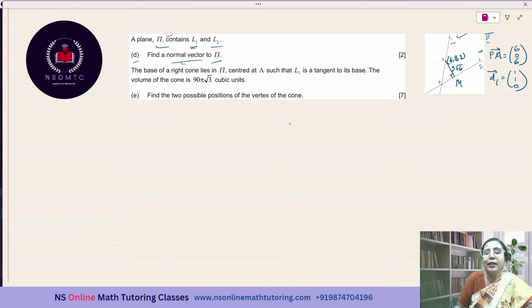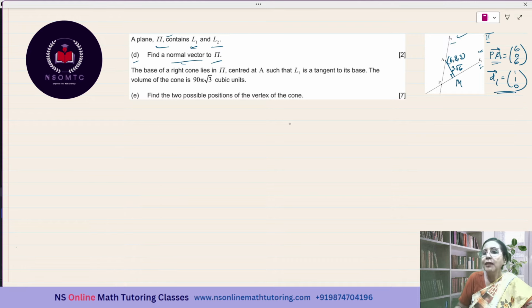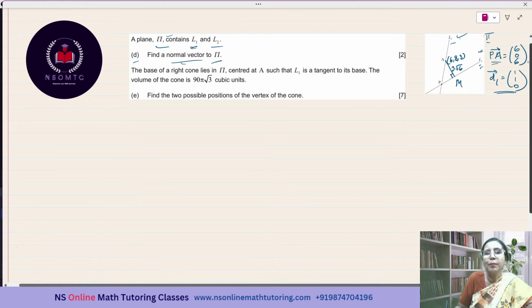We are given the direction vector of the line L1, that is the column vector 1, 1, 0. And we are given the PA vector. We had found the value of t. The PA vector was given in the form of t: 2t, 0 and 3 plus t. Because we had found the value of t as 3, I have written the PA vector as 6, 0 and 6. So I can take the PA vector as the direction vector of the line L2.